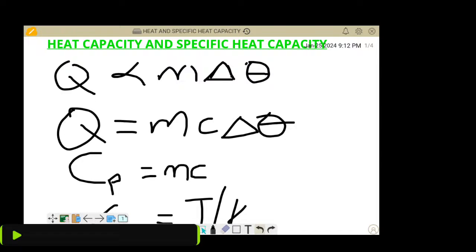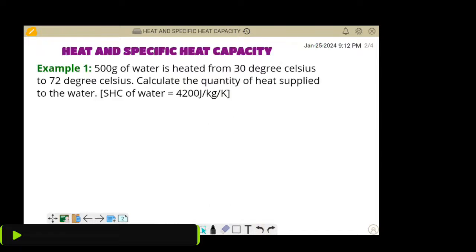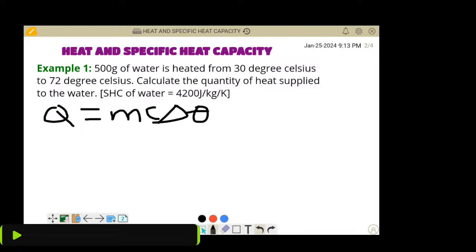Now let's go to the first example that we have here. In our first example, the question says 500 grams of water is heated from 30 degrees Celsius to 72 degrees Celsius. We have to calculate the quantity of heat supplied to the water. Remember from our introduction, quantity of heat, represented with Q, is equal to mc delta theta. If this is the case, we can easily use this approach in solving this problem.